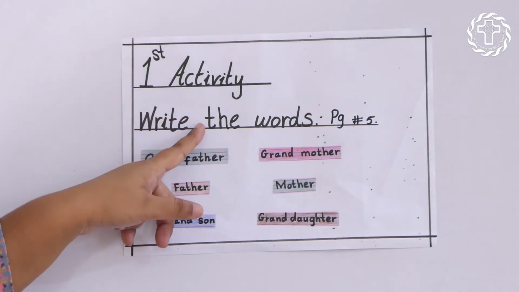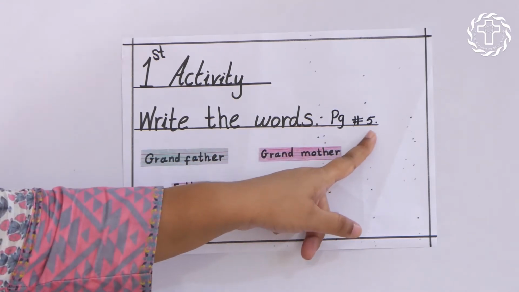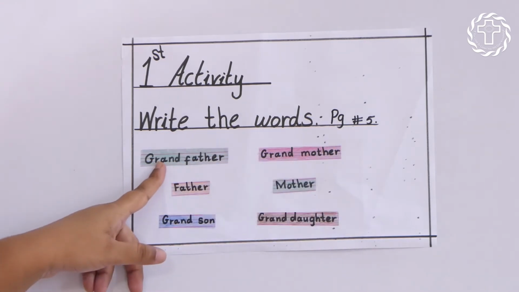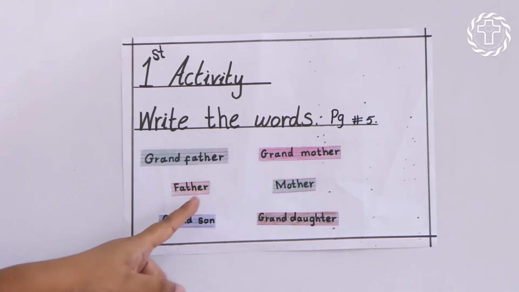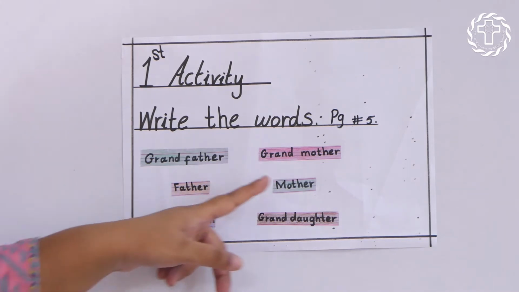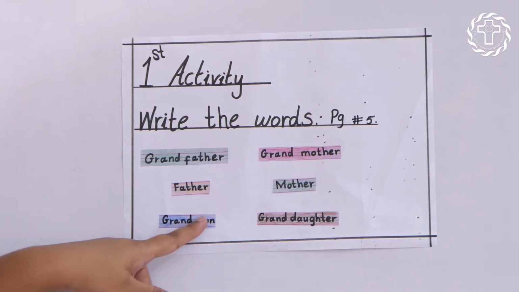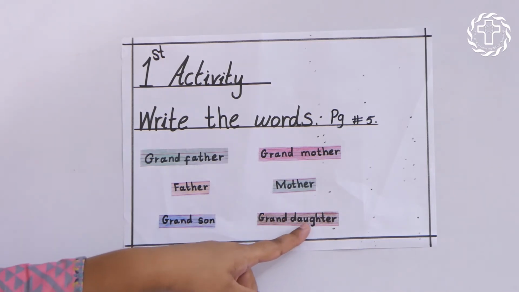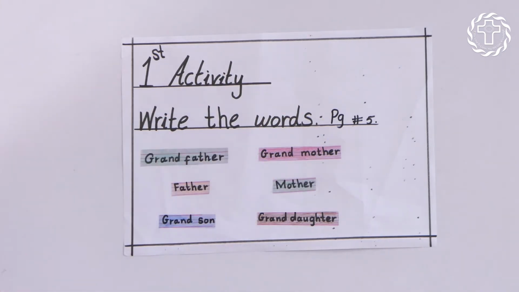This is your first activity. Write the words which are on page number 5. These are the words. First word is grandfather. The second one is grandmother. And the third one is father. Fourth one is mother. Fifth one is grandson. And the sixth one is granddaughter. These are the words you have to write in your general knowledge book. And you have to write it in your books also and copies.